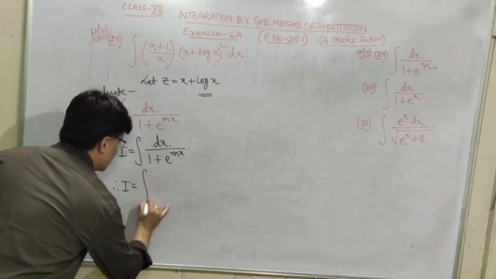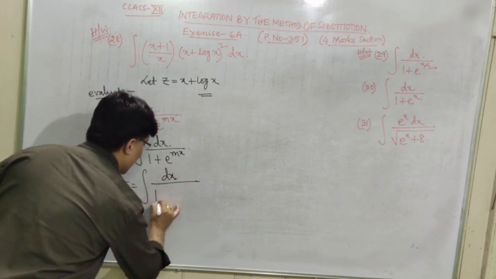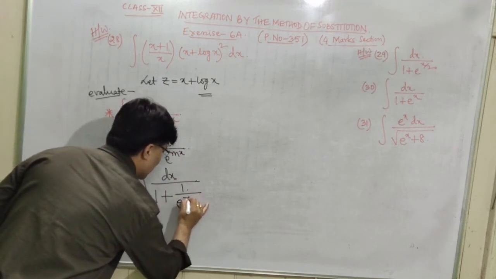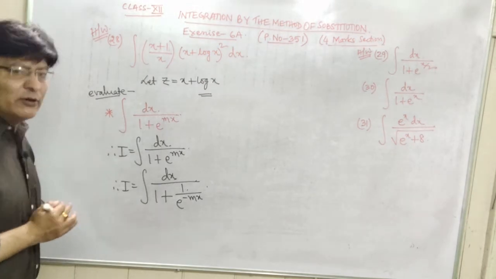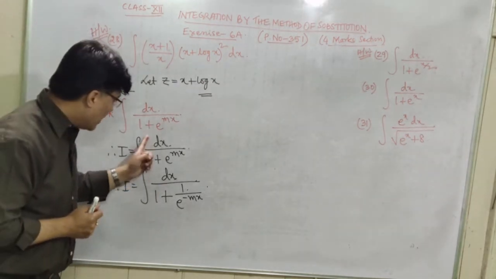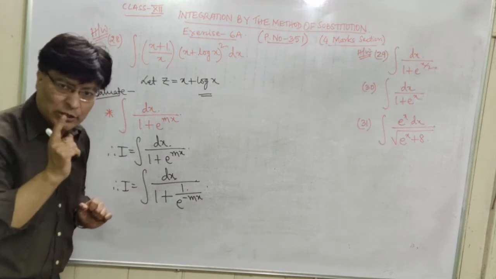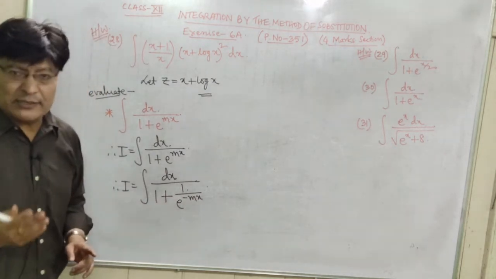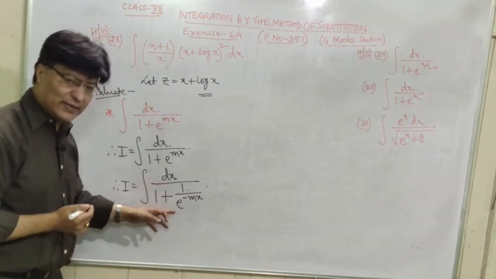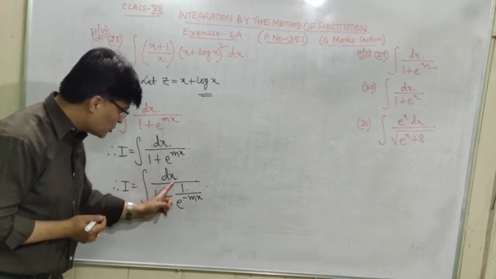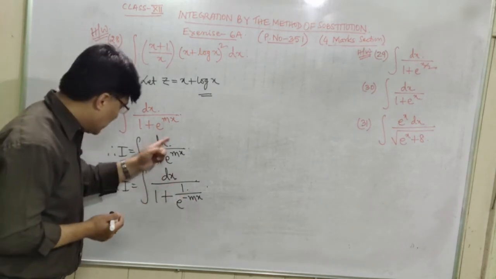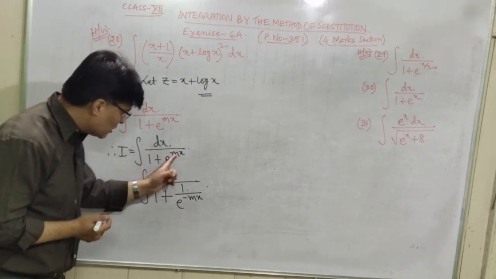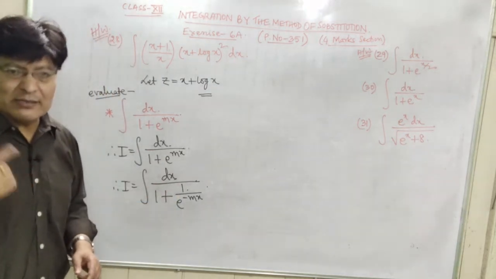Therefore I is equal to integration of dx divided by 1 plus, let us simplify it. Let us make it 1 upon e to the power minus mx. So whenever you have such type of question, 1 upon 1 plus e to the power mx, then you should make this term, that is e to the power mx, as 1 upon e to the power minus mx. We can do it, isn't it? You can simplify it like this. Dx divided by 1 plus 1 upon e to the power minus mx. If the expression is like this one, 1 upon 1 plus e to the power mx, let us make this e to the power mx as 1 upon e to the power minus mx.